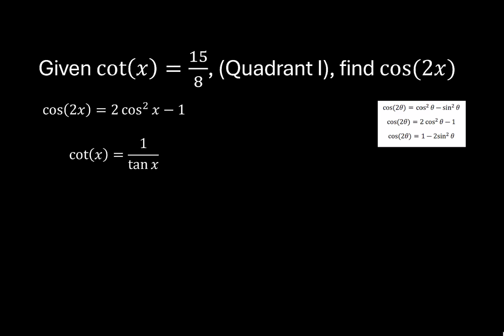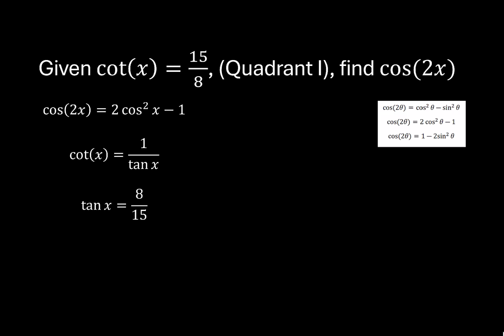I'm given cotangent of x. We know cotangent of x is the reciprocal of tangent, so cotan is 1 over tangent. That means I can flip 15 over 8 into 8 over 15 to find tangent of x. From here, I'm going to use the fact that I'm in quadrant 1, which tells me all of my trig values are positive, so I don't have to worry about the sign in this particular example.